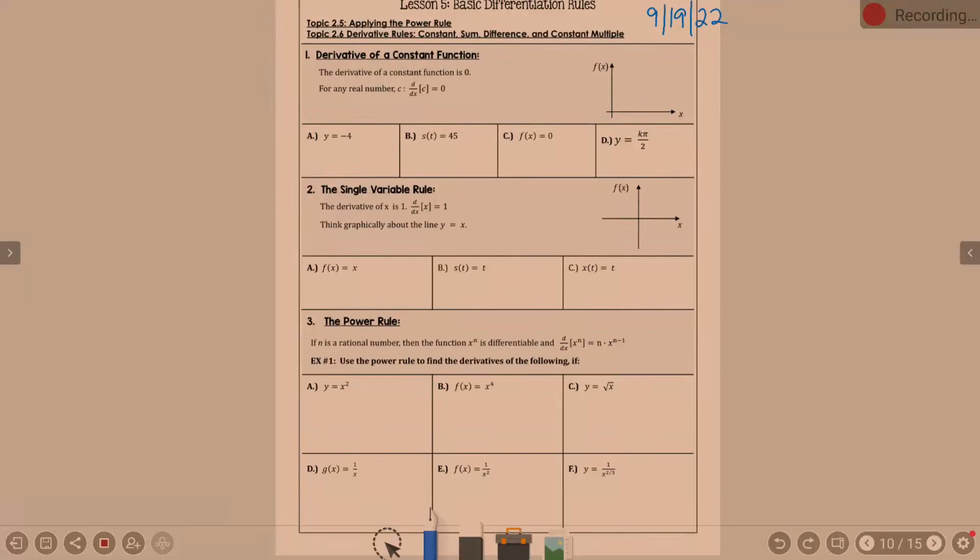Lesson 2.5. Today's fun to hear. I get to teach basic derivative rules. Now, this is where you don't have to rely on the definition of a limit, the definition of the derivative. We're going to know the shortcuts.